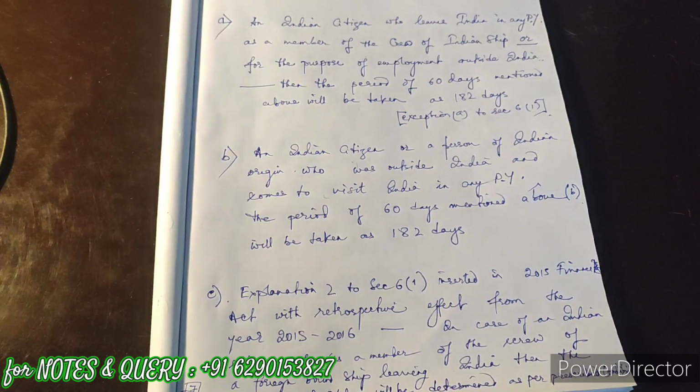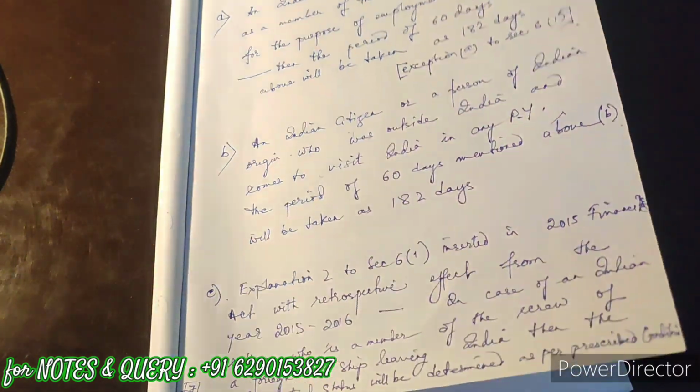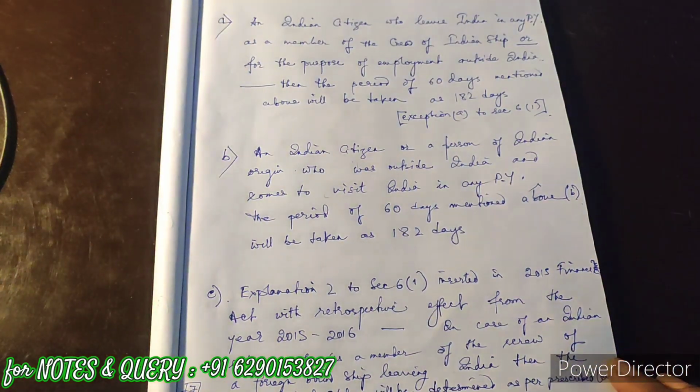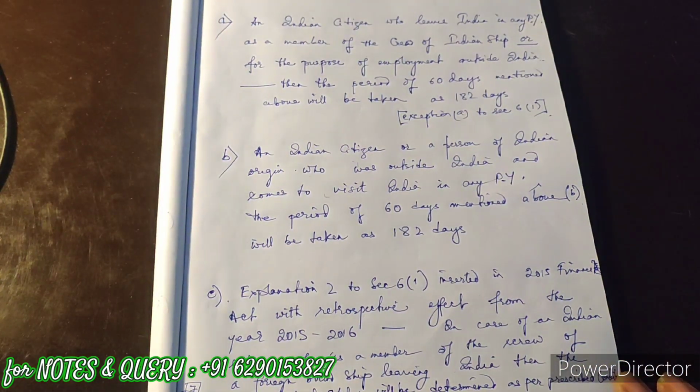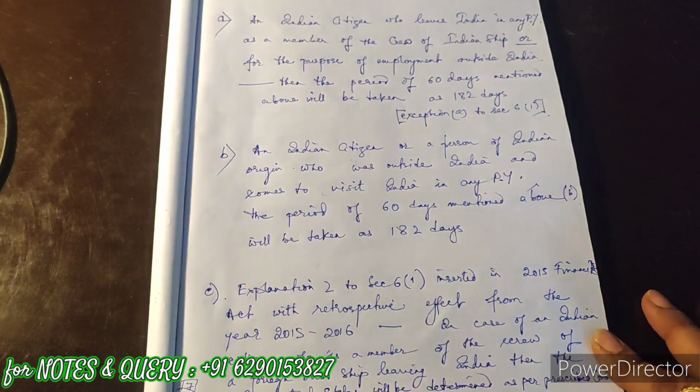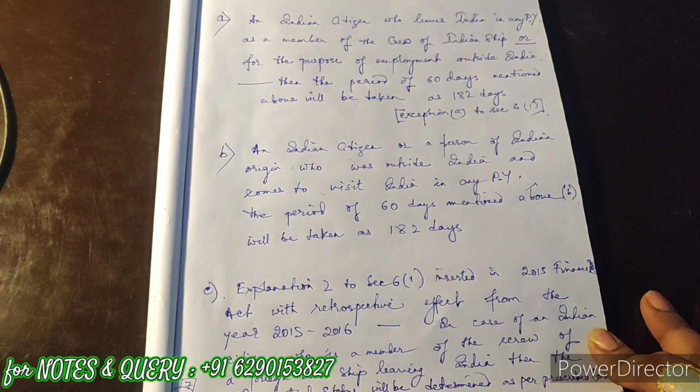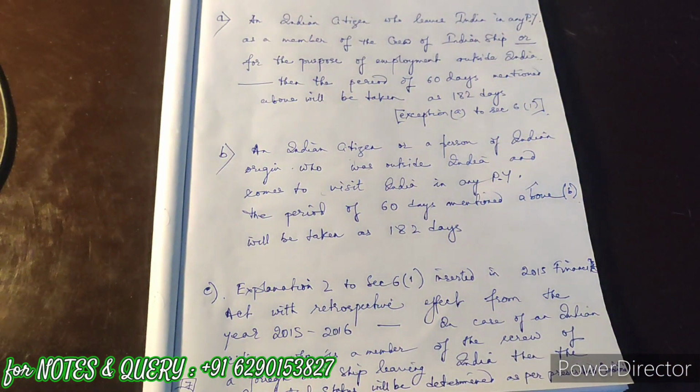So he is a person of Indian origin and he was staying outside India, but in a certain previous year he comes to visit India. Then what happens? In any previous year he comes to visit India, the period of 60 days mentioned above will be taken as 182 days. Okay, so the 60 days will again be taken as 182 days.